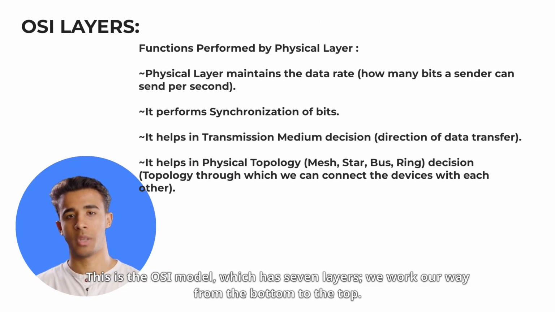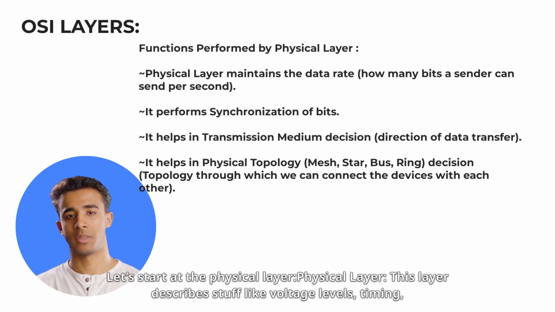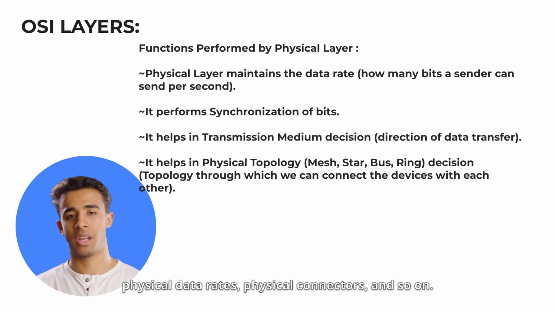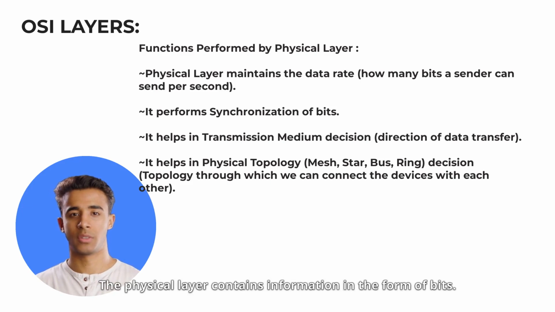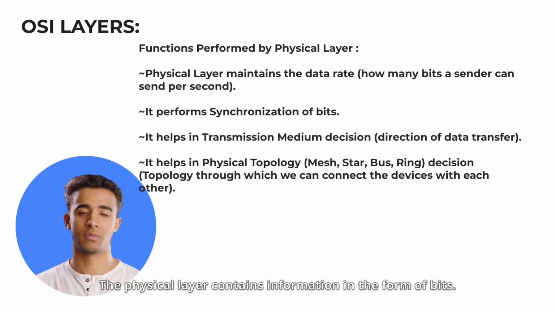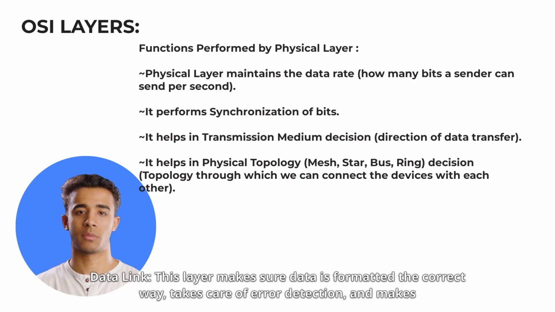We work our way from the bottom to the top. Let's start at the physical layer. Physical layer. This layer describes stuff like voltage levels, timing, physical data rates, physical connectors, and so on. The physical layer contains information in the form of bits.